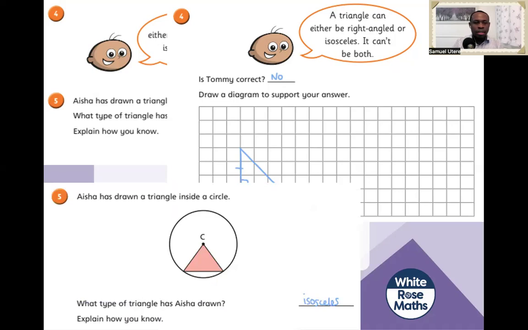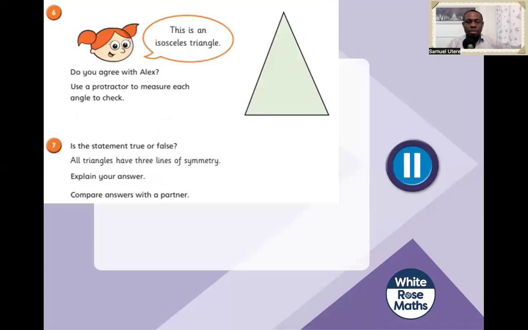Question 5, you were asked, Aisha has drawn a triangle inside a circle. What type of triangle has Aisha drawn? We can see that it's isosceles. You can see that these sides are equal. You could use a ruler if you had screenshotted the sheet and printed it out, or if you have the White Rose worksheet. You could have measured this to check that it's actually an isosceles triangle. Pause the video and answer questions 6 and 7 in 2 minutes.